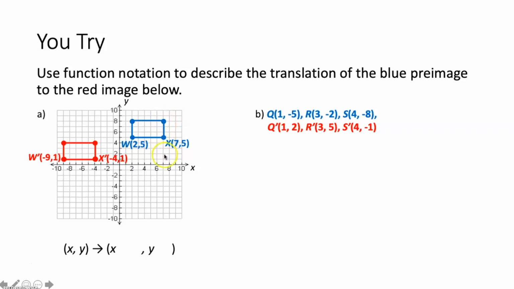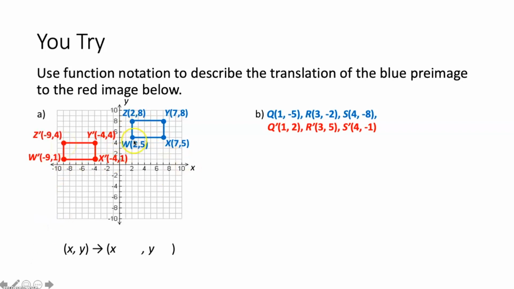We'll call this point Y. Y is going to be at 7, 8. And then its corresponding point over here would be at -4, 4. We'll call that Y prime. And then we'll call this last point Z at 2, 8. And then Z prime is going to be this last point over here, the image after this is translated, and it's going to be at -9, 4.